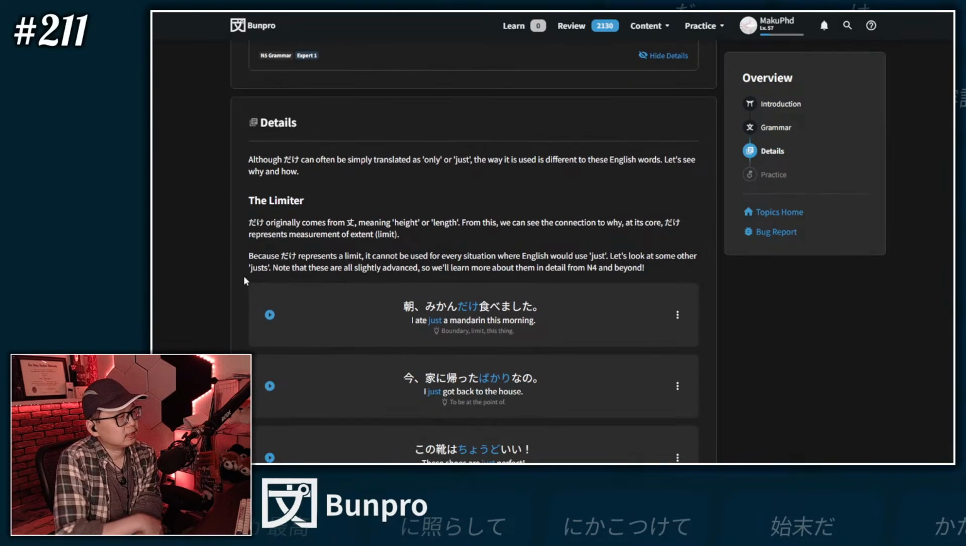The limiter. Dake only comes from... Wait, originally comes from... Right, dake... I'm not sure if I have too many things attached to this character, actually. Meaning height or length. True. It does mean a specific type of length that I'm aware of.